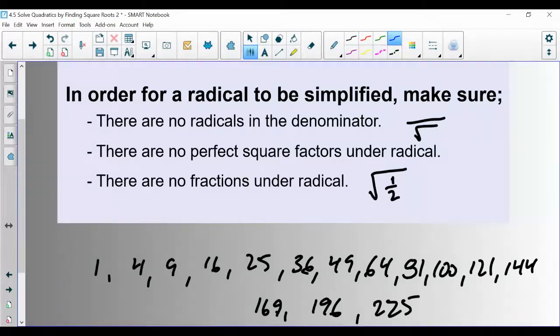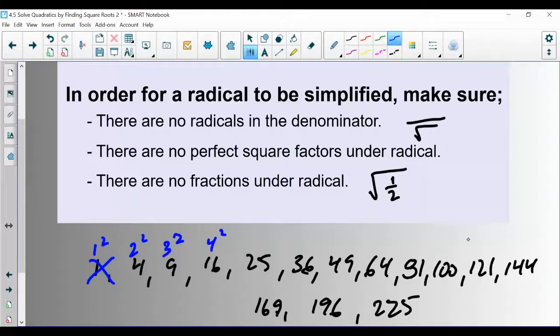Okay, where do they come from? Well, hopefully you picked up on the pattern. This is 1 squared, and 2 squared, and 3 squared, and 4 squared, and so on and so forth. Okay. What rule number 2 states is that none of these, other than 1, because 1 is trivial, none of these numbers can be factors underneath our radical.